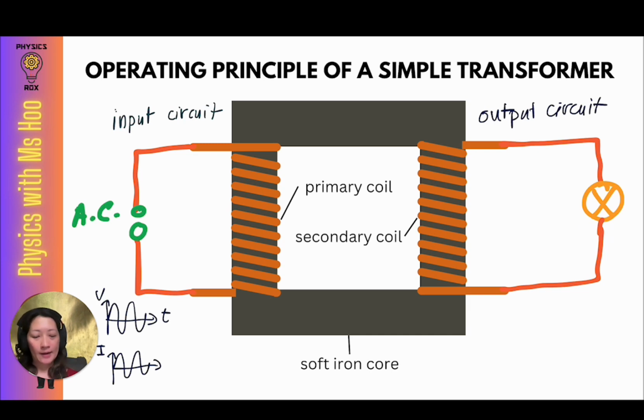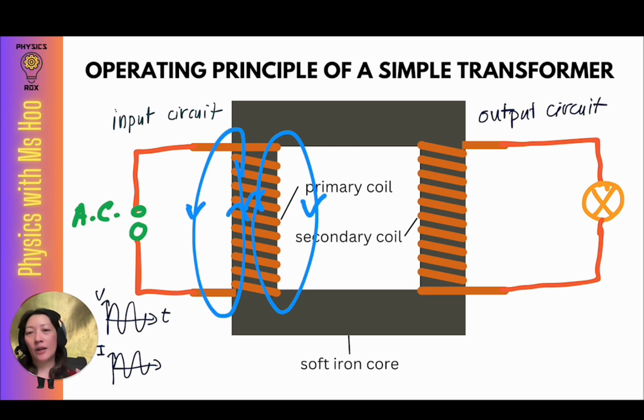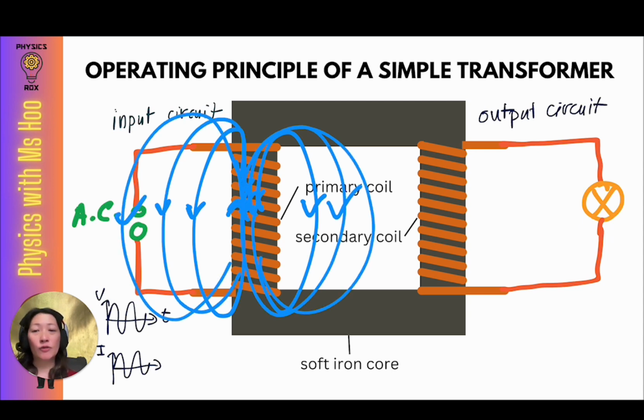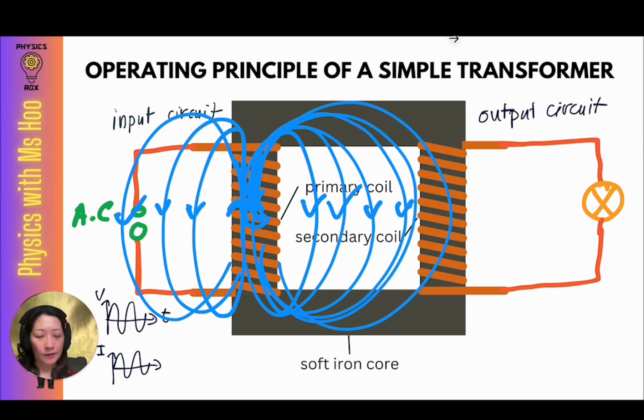So let's say that when current is flowing through the primary coil in one direction, these are the magnetic fields that have been induced. As the current increases in magnitude, the magnetic field strength gets stronger, so you'll find that there are more lines representing the strength of the magnetic field. And as the magnetic field strength increases more and more, you'll find that the magnetic fields will cut themselves across the secondary coil. And then when the magnitude of the current decreases, then the magnetic field strength will also decrease.